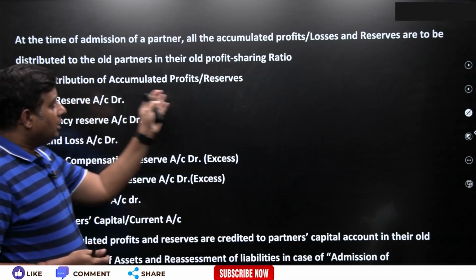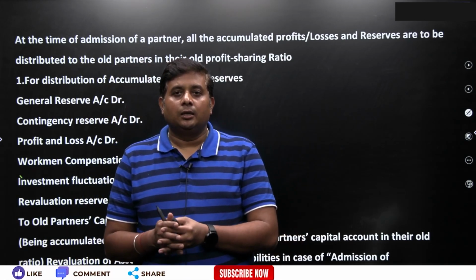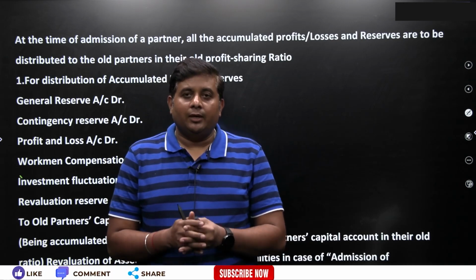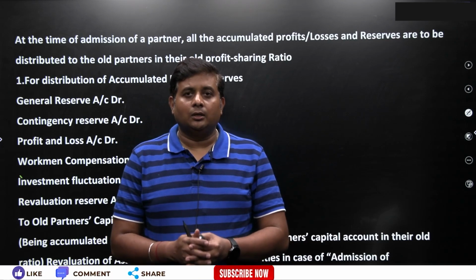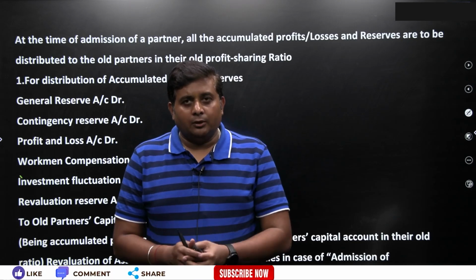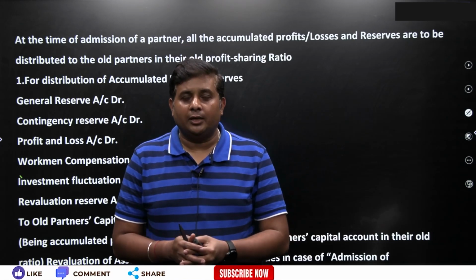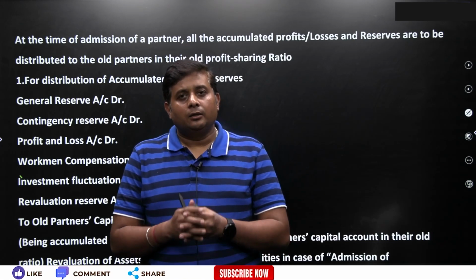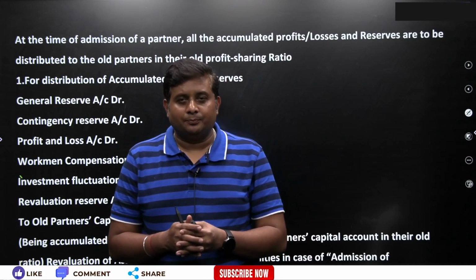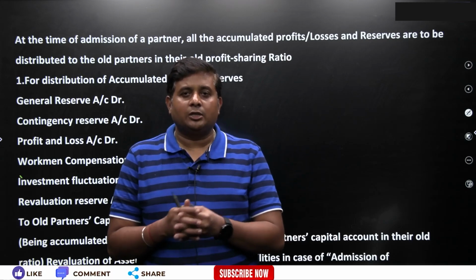Basically, whatever accumulated profits and reserves are there have to be distributed between the partners. When I say partners, it means the old partners in their old profit and loss ratio. Whenever a new partner becomes a part of the organization, whatever reserve has been created out of the profit by the old partners has to be distributed between the old partners only, in their old profit and loss sharing ratio. There are 6 reserves that can probably be asked, maybe more than that, but these are the reserves which can be asked.